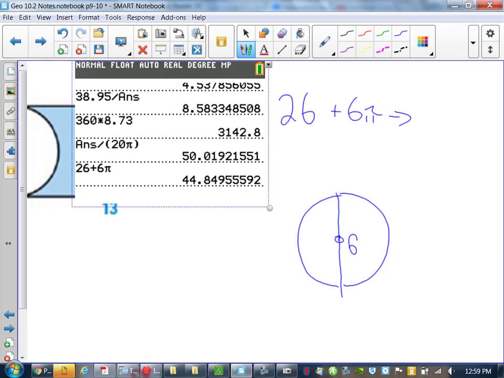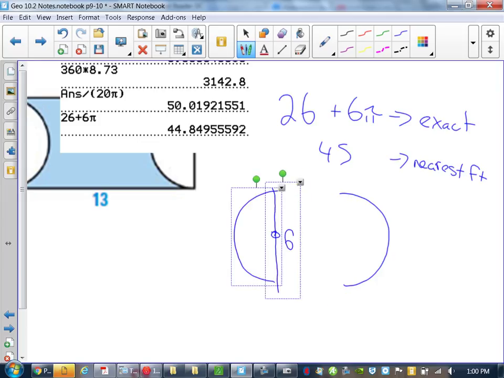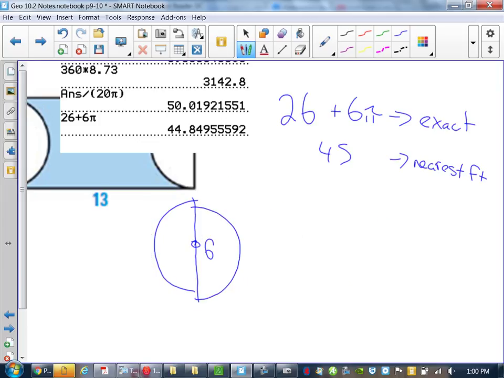This was exact, or it could be nearest foot, nearest inch, whatever the units might be. If I did nearest foot off of that, it would have been 45. And if I said to the hundredth, there are basically three ways I can ask you to round: exact, nearest foot, or hundredth. And that's about as complicated as I make these things. Not terrible?